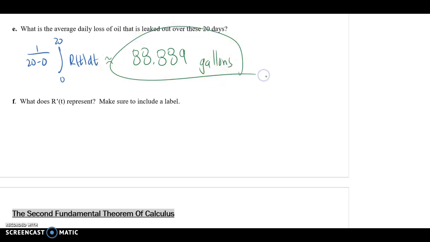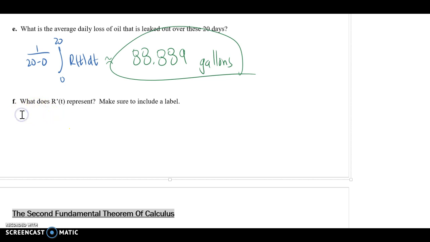gallons. So as I looked at the very first one, question B says, what is R of 1? That was 99 and 11/12. By the time we get to the 20th day, the amount of oil that's leaking out on any given day is substantially less. So the average daily loss of oil is 88.889.